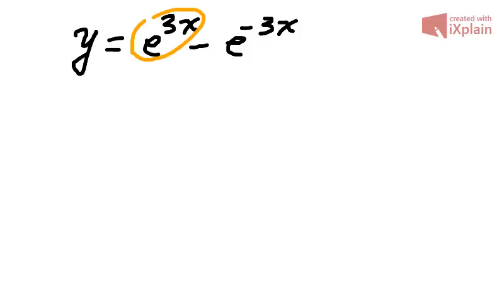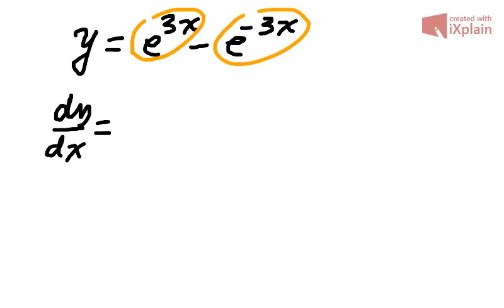Let's calculate the derivative of e to the 3x minus e to the negative 3x. So we have a subtraction here, so that means we will do one at a time of these two expressions. We'll differentiate them. So let's get started. dy/dx will be, so derivative of the first one.